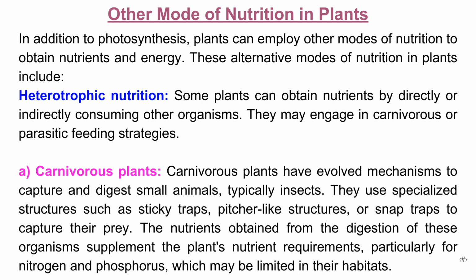Carnivorous plants. Carnivorous plants have evolved mechanisms to capture and digest small animals, typically insects. They use specialized structures such as sticky traps, pitcher-like structures, or snap traps to capture their prey. The nutrients obtained from the digestion of these organisms supplement the plant's nutrient requirements, particularly for nitrogen and phosphorus, which may be limited in their habitats.